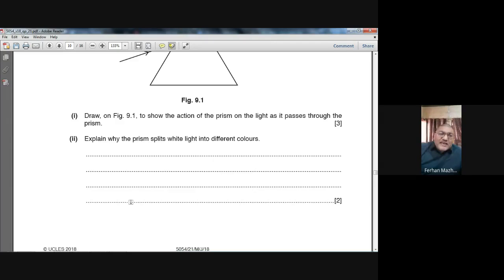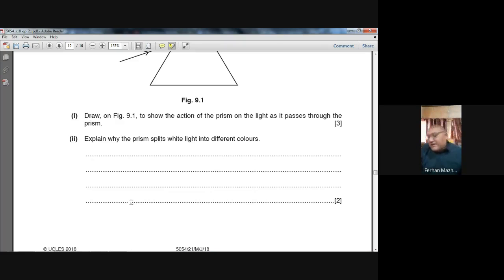So when they enter into the glass prism, their speeds are different from each other. In air, their speed is the same. But when they enter into the glass, their speed is different from each other. Their speed decreases, and each color has a different speed. So that's why each color is deflected at a different angle. Each color is refracted at a different angle.